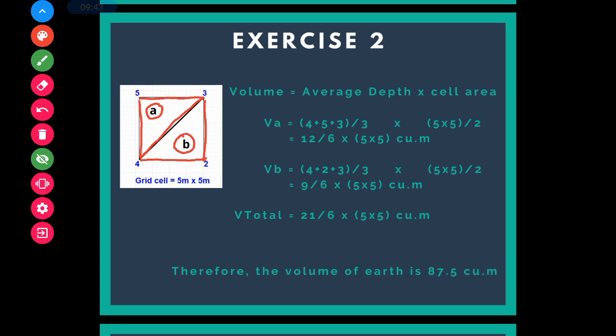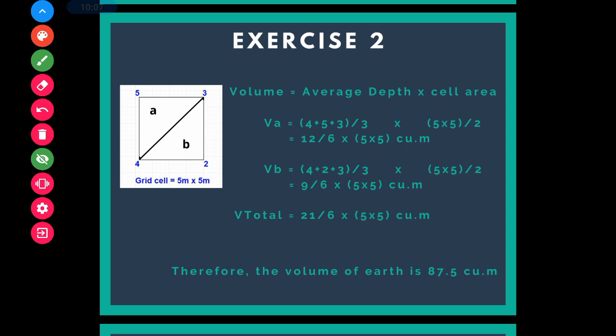And the formula is still the same. The volume equal to average depth multiply with cell area. Right, so we need to determine the volume for triangle A and triangle B. First one, we look at the volume for triangle A. So we need to calculate the average depth.